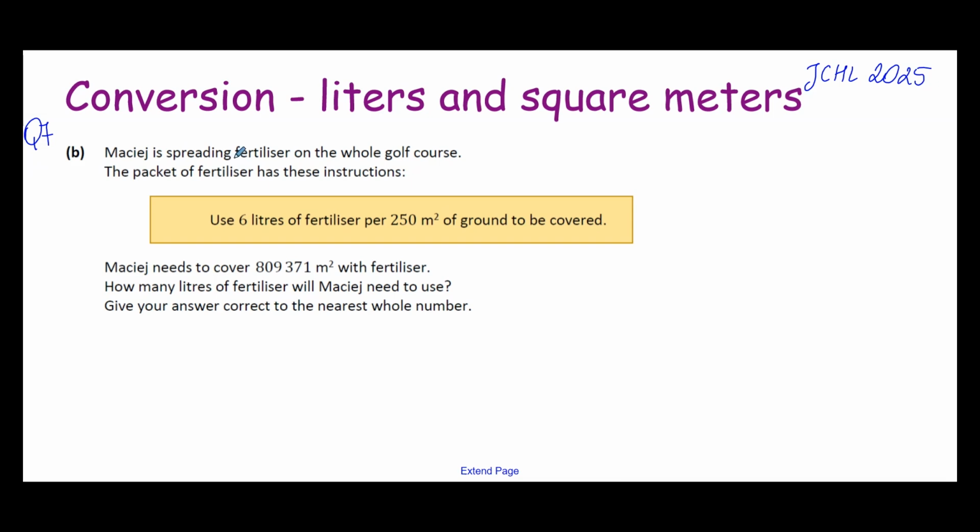The packet of fertilizer has this instruction. Use 6 liters of fertilizer per 250 meters square of ground to be covered. Okay. Maciej needs to cover a big area of 809,371 meters square with fertilizer. Therefore, how many liters of fertilizer will Maciej need to use? Give your answer correct to the nearest whole number.